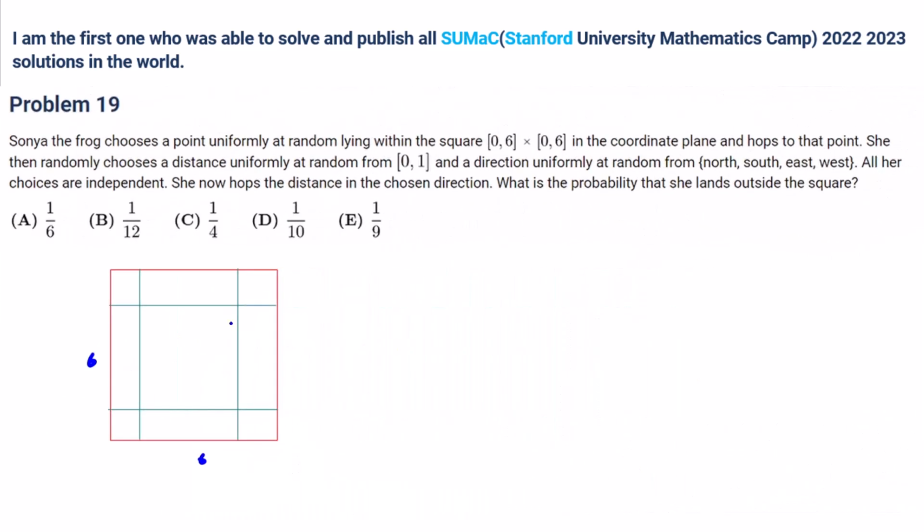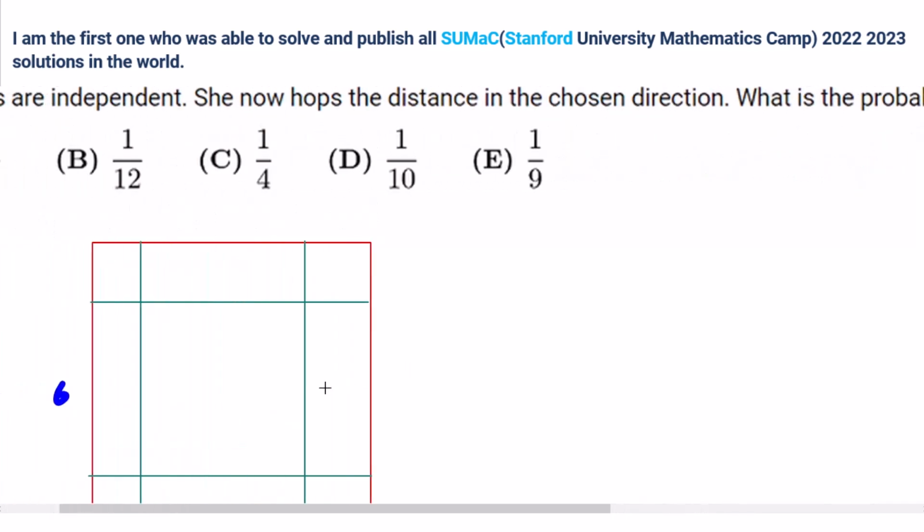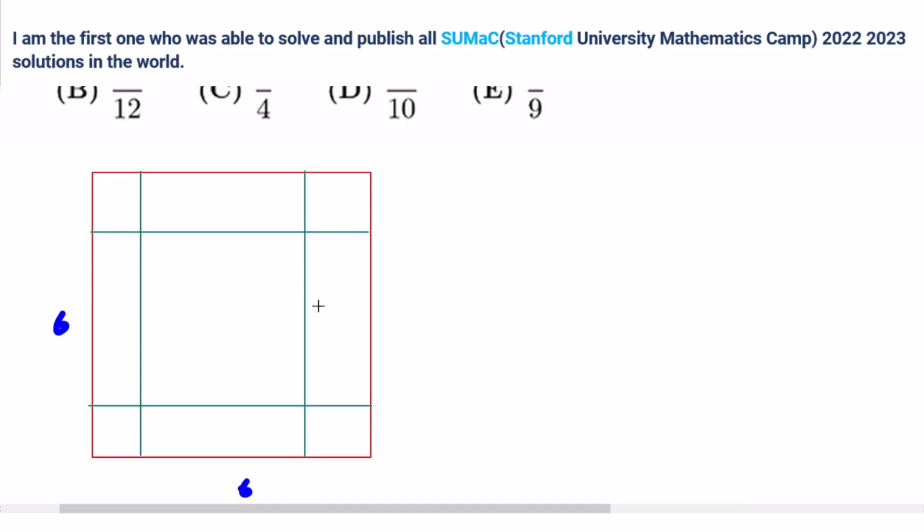Yeah. Now we should consider if it is here or it is here or here or here, right? Yeah. Now let's consider one distance for this. So, for example, here in this part, if we select one point here, what's the probability that it goes outside?